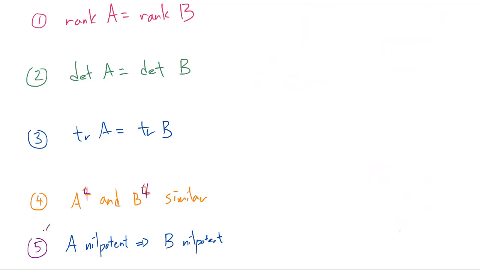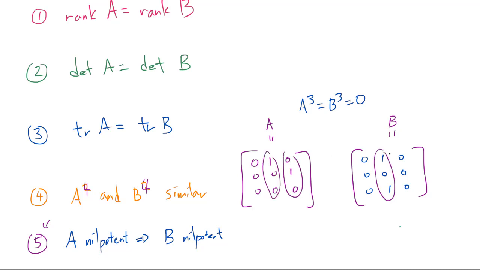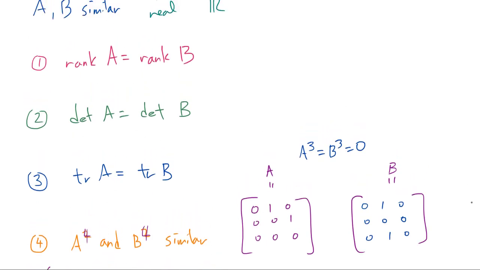And just to finish up, let me consider the converse of 5. I guess it's kind of unclear what the converse should be, but let me show that if A and B are nilpotent matrices, then A and B do not have to be similar. And let me show you a pretty nice example. I guess you can consider a matrix like 0, 1, 0, 0, 0, 1, 0, 0, 0 as A. And let's say we consider B to be a matrix given by 0, 1, 0, 0, 0, 0, 0, 1, 0. And something you can check is that A and B are nilpotent. You just have to show that A cubed is equal to B cubed is equal to 0. But of course, A and B are not similar because rank of A is 2, but rank of B is 1.